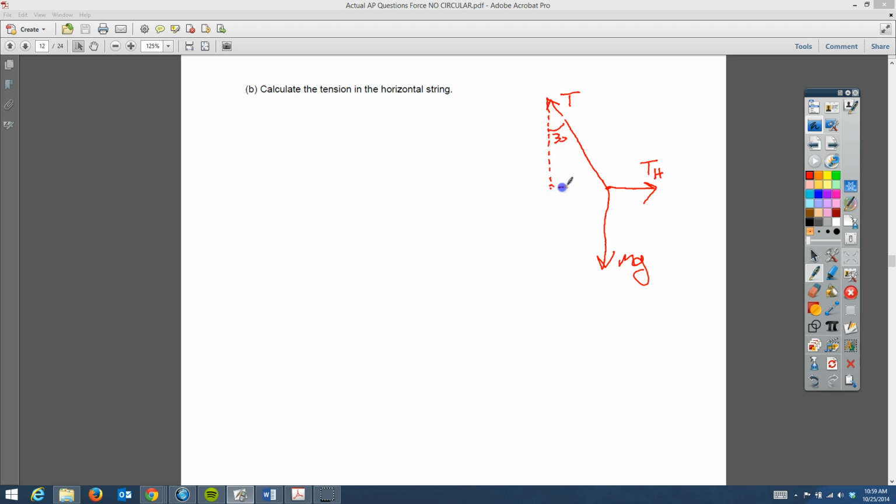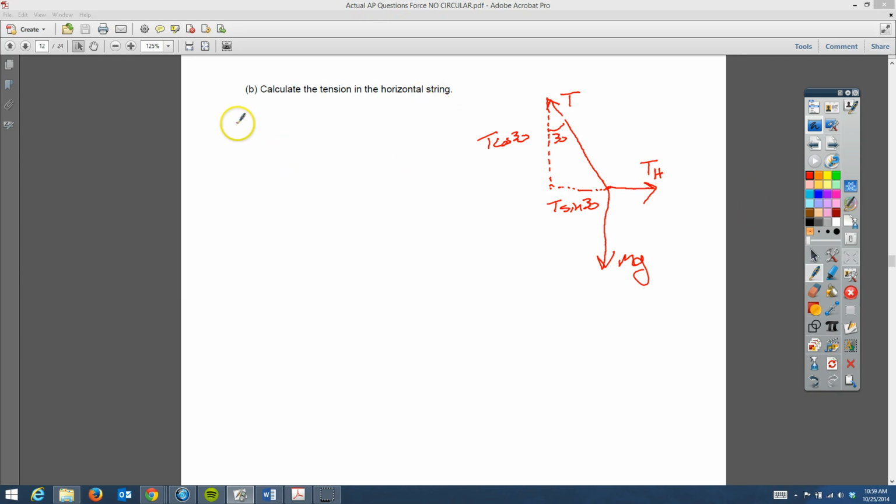And if we do that, we notice that we have two components. One of them is T times the cosine of 30, and one is T times the sine of 30 degrees. The adjacent side, always cosine. Opposite side of the angle is always sine. So we've got T cosine of 30 and T sine of 30. And they want us to find the tension in the horizontal string. So this should be pretty simple to do.